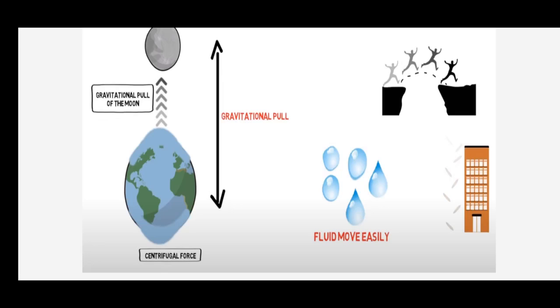And on the other side of the earth, there is another bulge in the ocean water. This happens because this side of the water is farther away from the moon, and the centrifugal force counterbalances gravity on earth. So there are two tidal bulges, children, created on opposite sides of the earth. One is due to the moon's gravitational force and the other is due to the centrifugal force of the earth.